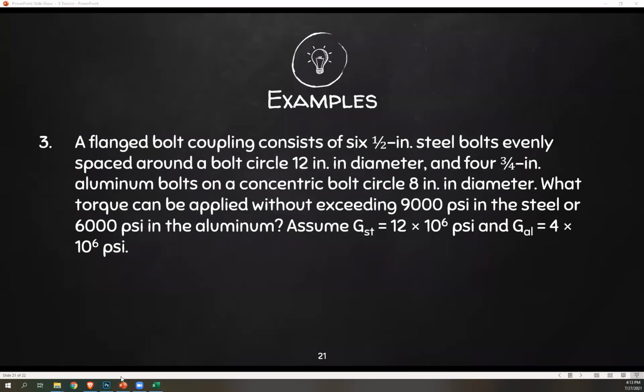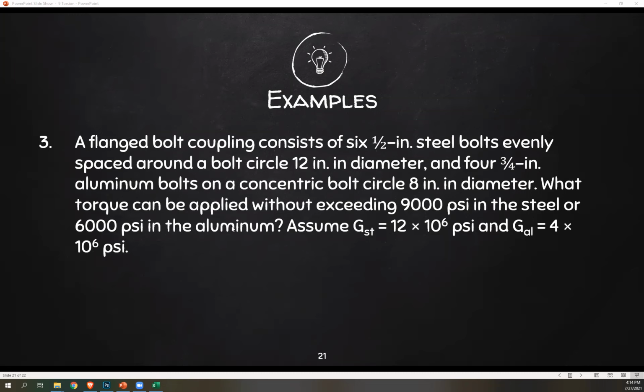A flanged bolt coupling consists of 6 half-inch steel bolts evenly spaced around a bolt circle, 12 inches in diameter, and 4 3/4-inch aluminum bolts on a concentric bolt circle, 8 inches in diameter. What torque can be applied without exceeding 9,000 psi in the steel or 6,000 psi in the aluminum? Assume the modulus of rigidity of steel is 12 times 10 raised to 6 psi, and for aluminum, 4 times 10 raised to 6. So once again, we're given 2 limitations or restrictions: one for shear stress in steel, the other for shear stress in aluminum.